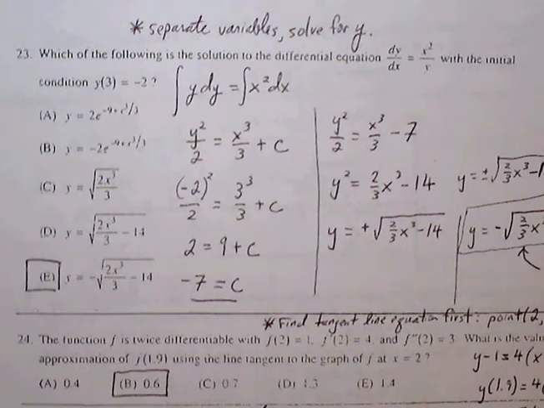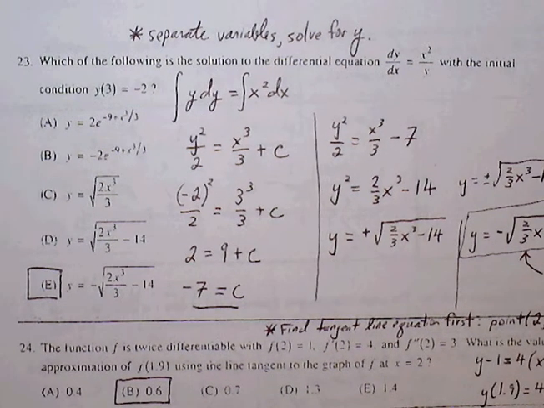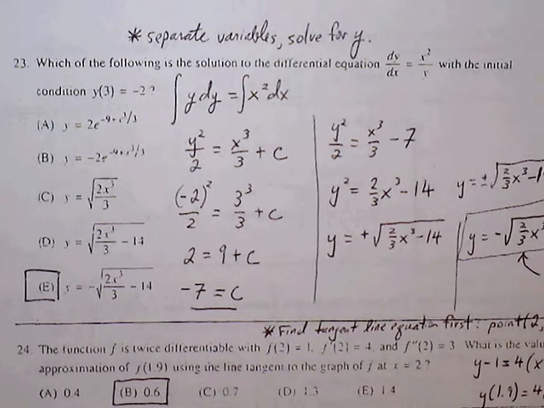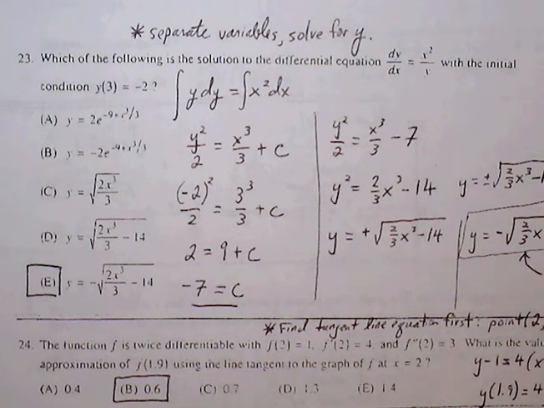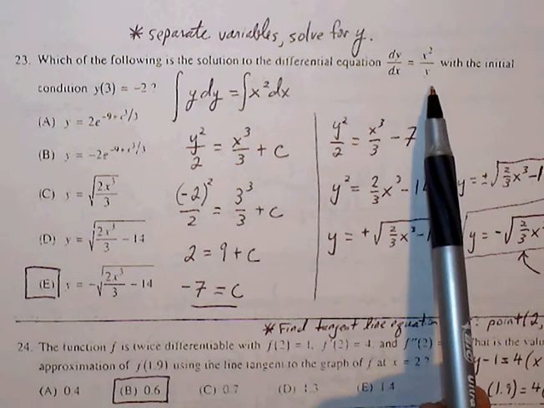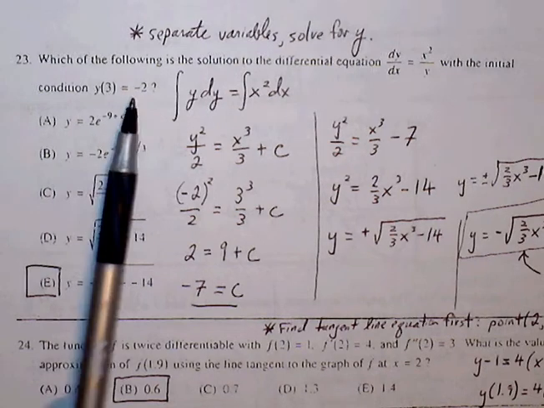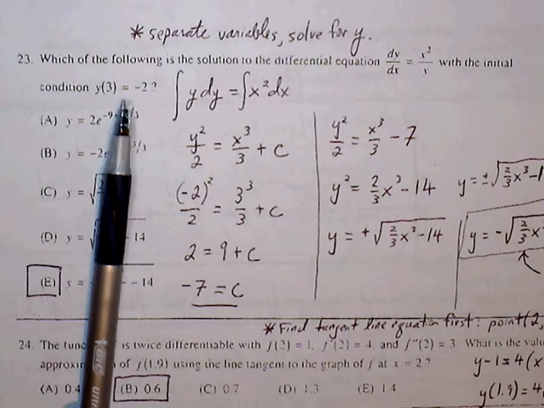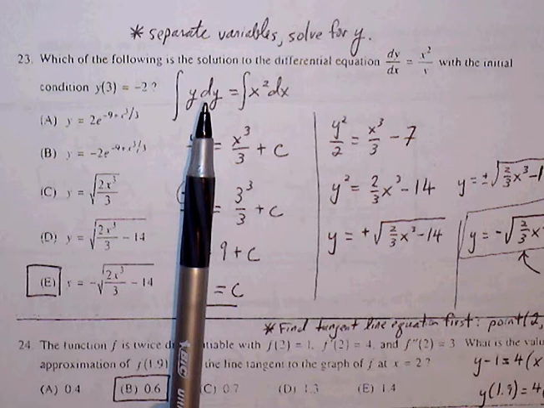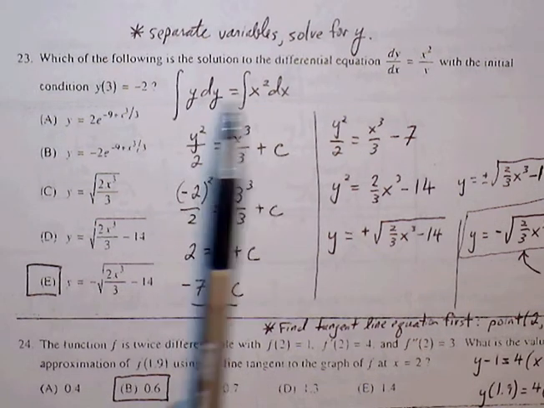Okay, we're continuing with the 2008 multiple choice portion. 23, which of the following is the solution to the differential equation dy over dx equals x squared over y with the initial condition of y of 3 equals negative 2. So we take our steps to separate the variables.